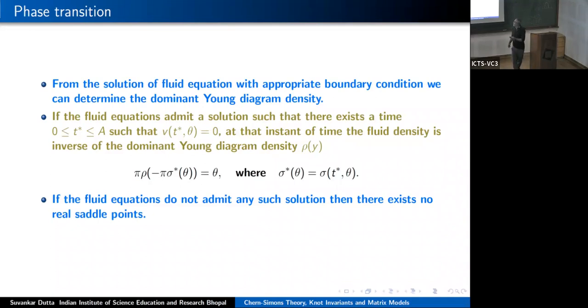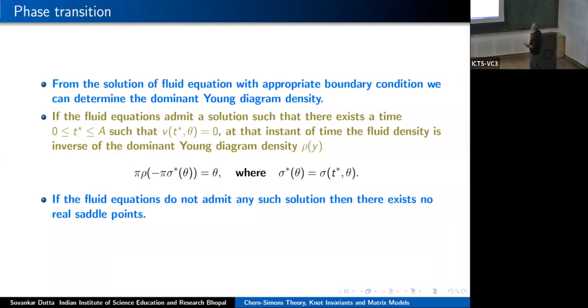Now, if your fluid equation does not admit such a t star, that means you started with sigma 1, the fluid expands and matches with sigma 2. Then you do not have any such t star where the velocity of the fluid becomes 0. Then there is no such meaning of this. In that case, the dominant representation saddle point is not a real saddle point.